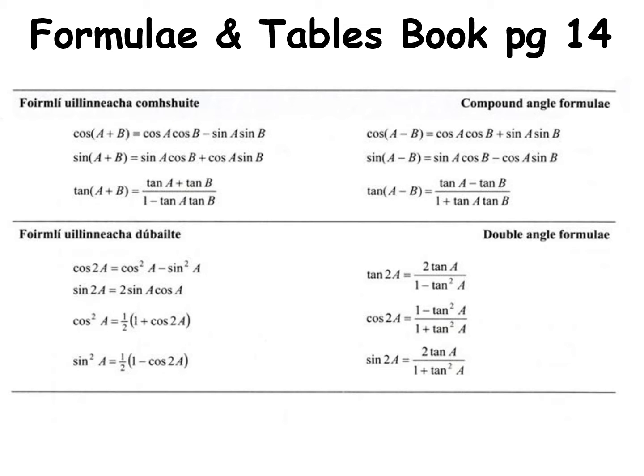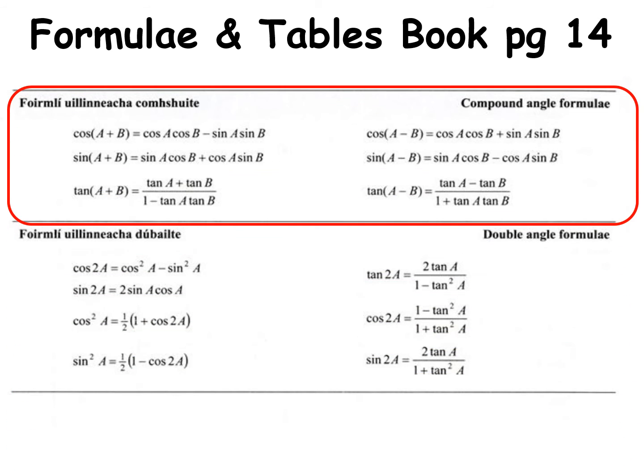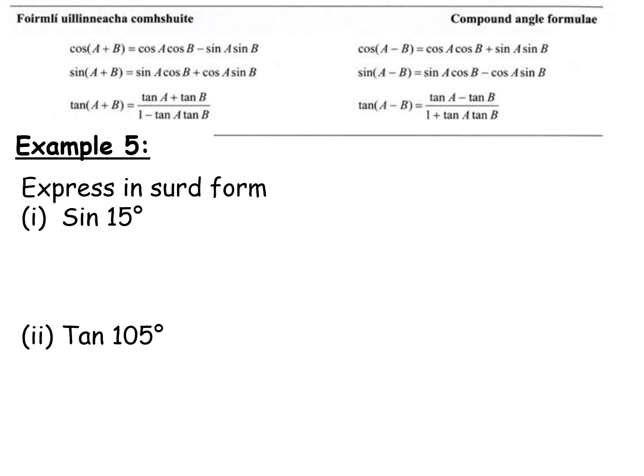So the next thing we're going to look at are these formulae here. These are our compound angle formulae. Compound is where we add together. Notice that these are compounds with pluses and with minuses. So we have the cos of A plus B, sine of A plus B, tan of A plus B, cos of A minus B, sine of A minus B, and tan of A minus B.